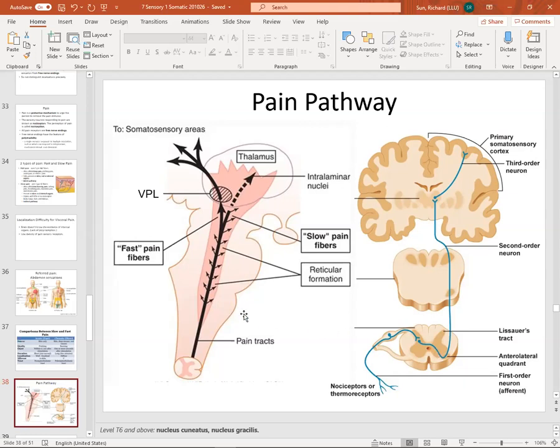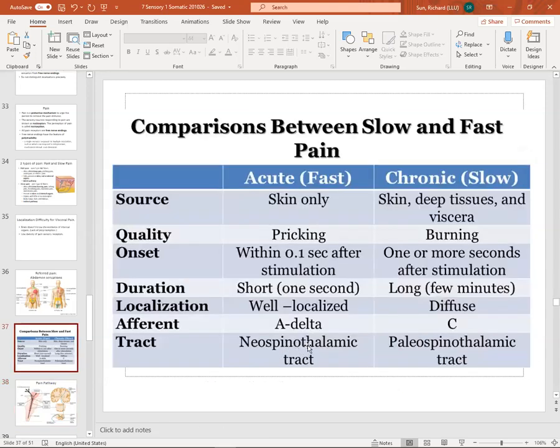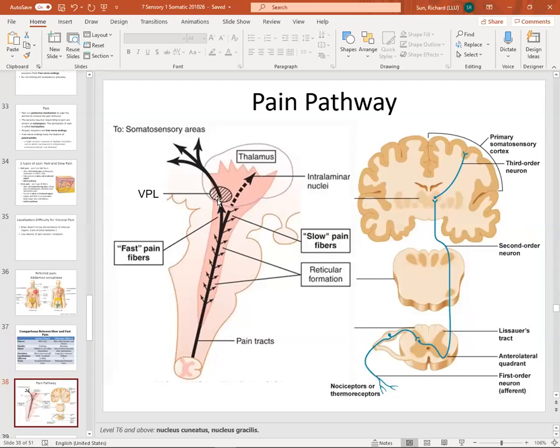The fast pain will send signal into the ventral posterolateral region of the thalamus directly. That's why we call it the direct pathway, or the neospinothalamic tract, right? And as for the type C, it will go with the slow pain.